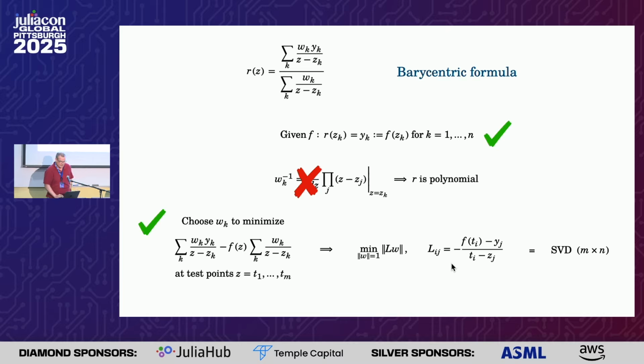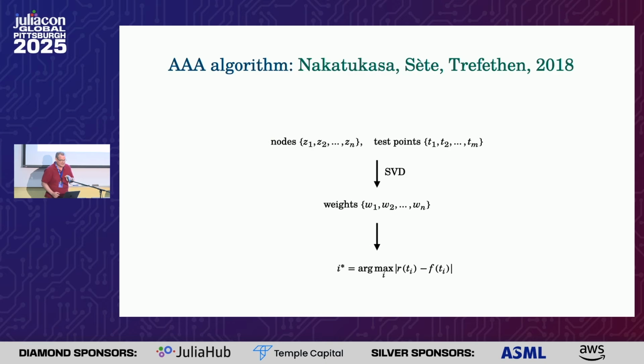You notice that in the barycentric formula, everything is invariant with respect to a scaling of the weights. So I might as well let the weights have norm equal to 1. So I get this nice constraint problem. And now this constrained least squares problem is in fact finding the least significant singular vector of L. So that's the foundation of the AAA algorithm.